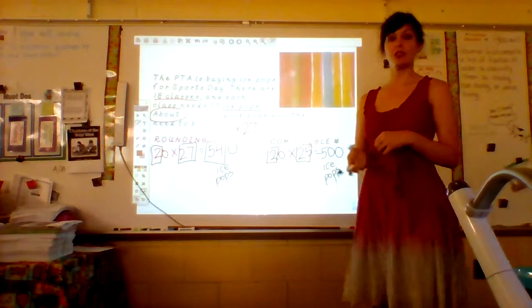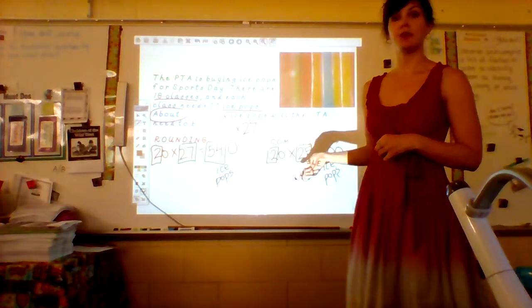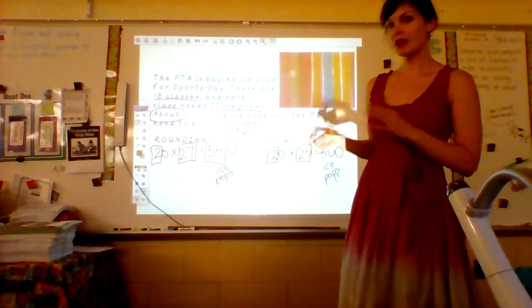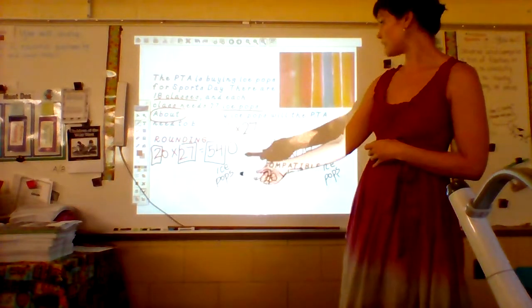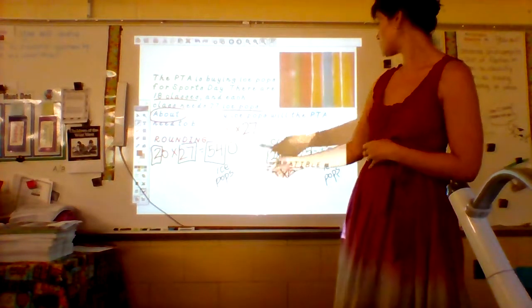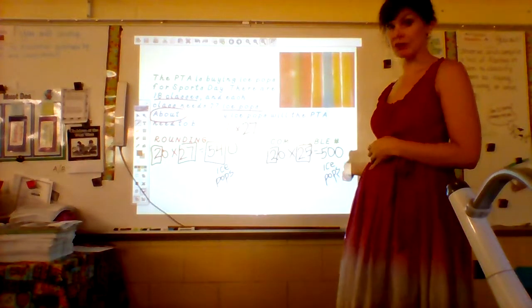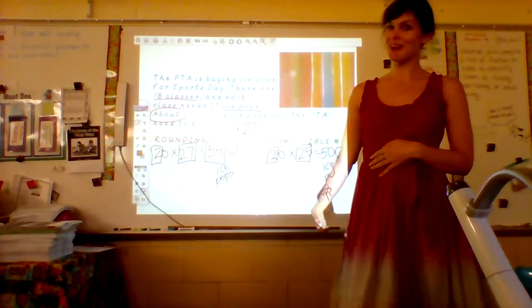And my last tip for you is to remember that using compatible numbers generally takes your estimate a little further away from the actual answer, but as you can see, our estimate using rounding, 540, is still pretty close to our estimate using compatible numbers, which is 500. Just make sure that you have enough extra room.